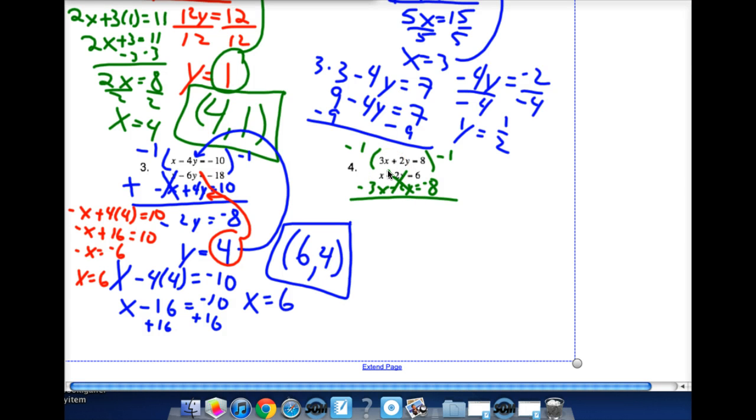The y's eliminate. Cross it off. Negative 2x equals negative 2. Did you guys get x equals 1?